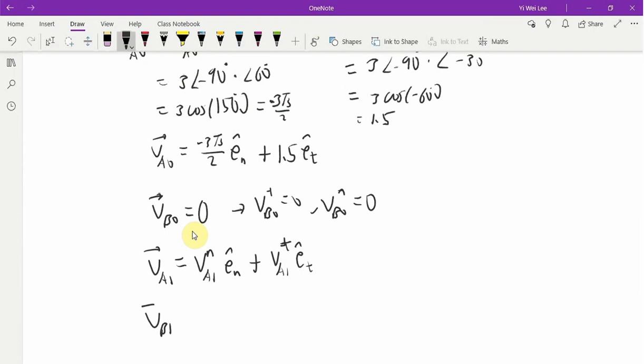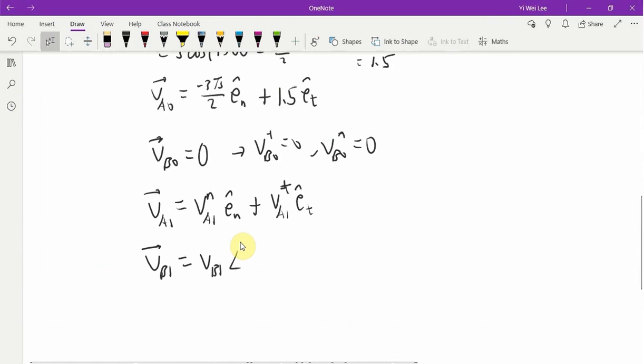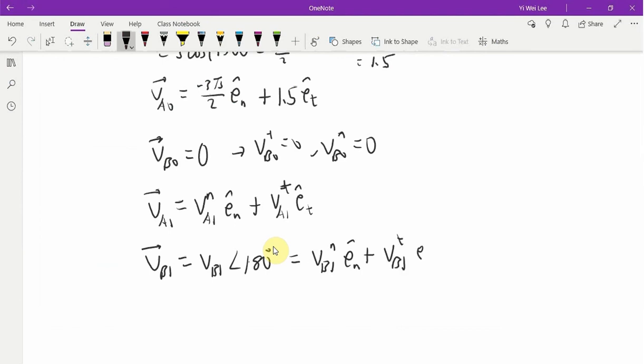Now how about VB1? Now this is a very interesting thing to note. For VB1, we cannot put this easily, because we know that VB1 will definitely be in the horizontal direction. And we can assume a direction, let's say in this case, when A hits down here, apparently B will go behind, right? So we can just assume that VB1 will be in the direction of 180 degrees. However, we also still want to represent it in this form: VB1N EN plus VB1T ET.